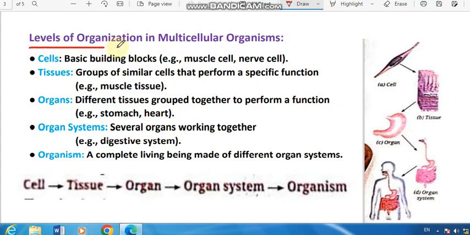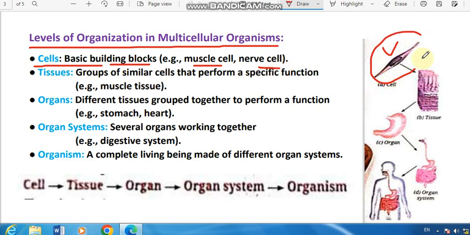Topic: levels of organization in multicellular organisms. First, cells, basic building blocks. Example: muscle cell, nerve cell. Second, tissues, group of similar cells that perform a specific function.